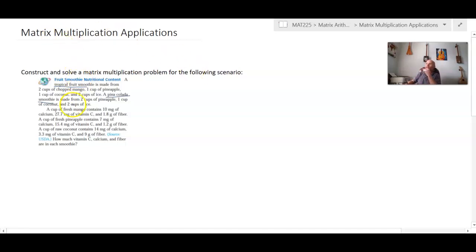Then we're told how much each piece of fruit or each ingredient has in calcium, vitamin C, and fiber. So a cup of fresh mango contains 10 milligrams of calcium, 27.7 milligrams of vitamin C, and 1.8 grams of fiber. Then we're told a cup of fresh pineapple contains 7 milligrams of calcium, 15.4 milligrams of vitamin C, and 1.2 grams of fiber. And then a cup of raw coconut contains 14 milligrams of calcium, 3.3 milligrams of vitamin C, and 9 grams of fiber.